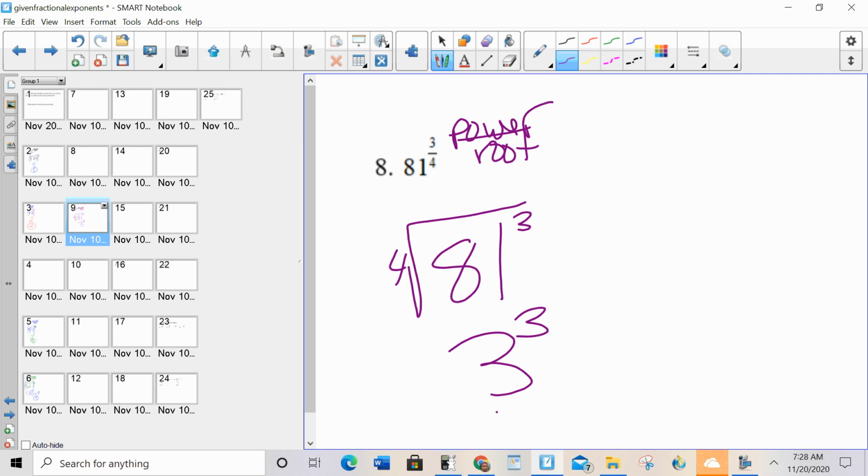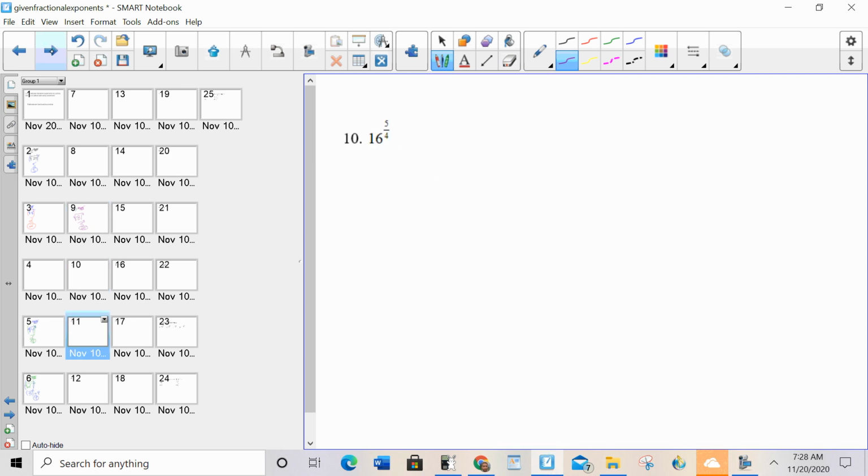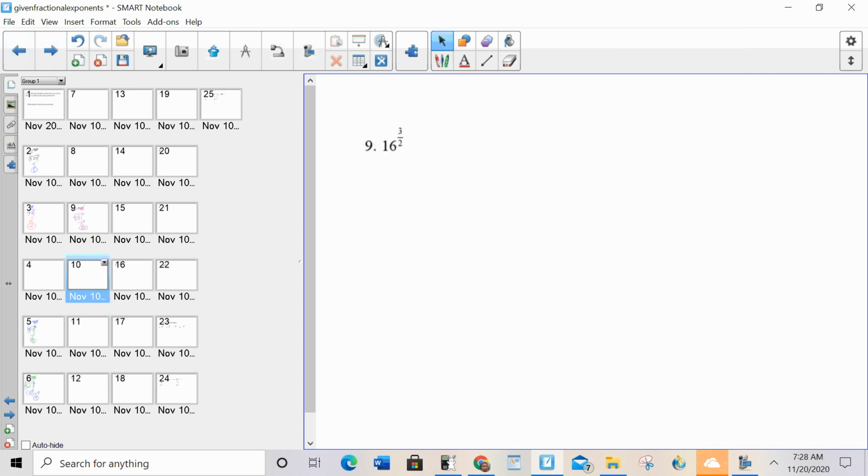Again, you can use the calculator if you need to. 3 to the third power is 27. Now, I guess this is a good time to mention, in fact, you know what? Why don't you try one more on your own? Why don't you try number 9 on your own right now? I'll give you about 20 seconds to do that. If you need more time, feel free to pause.